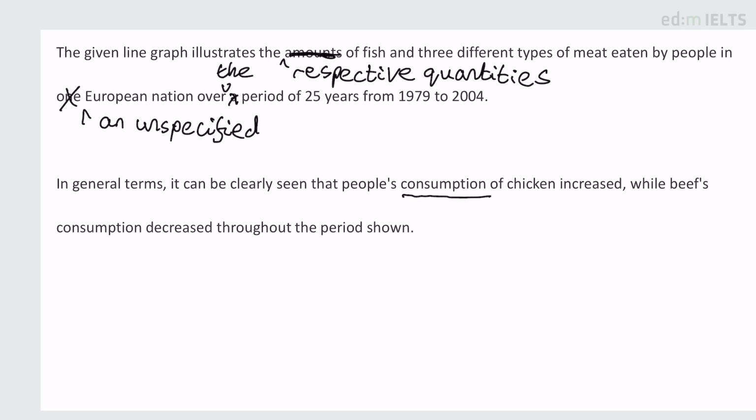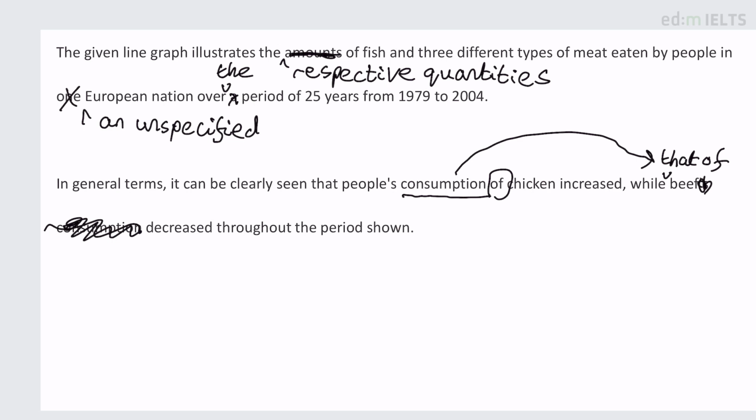But we've already used the noun consumption, so we don't want to repeat it. So we'll just use the word that. That's kind of being used as a reference word to replace consumption. So it's kind of being used as a pronoun there. And we just have to follow the preposition that's of beef. So while the consumption of beef, while that of beef, decreased throughout the period shown.